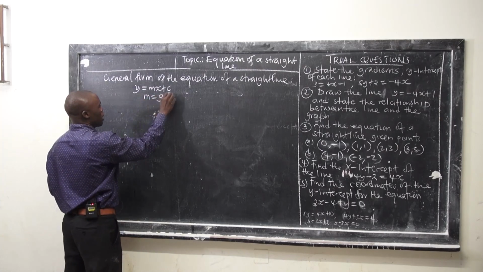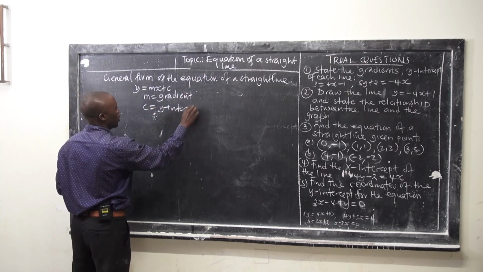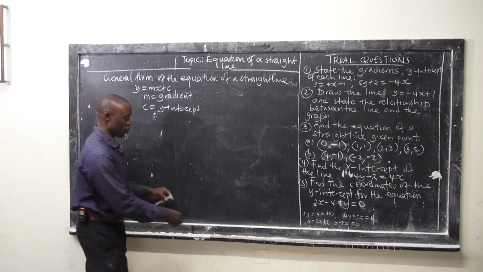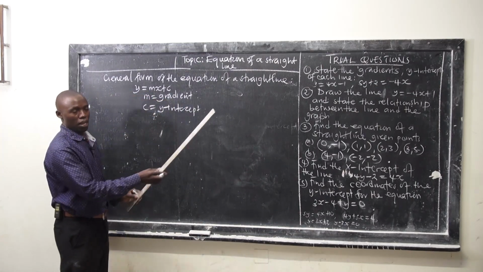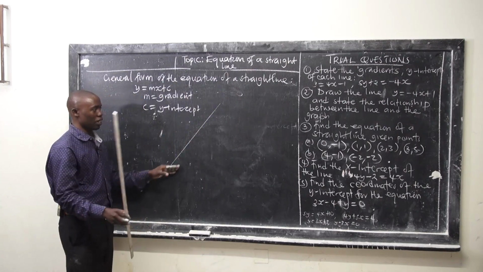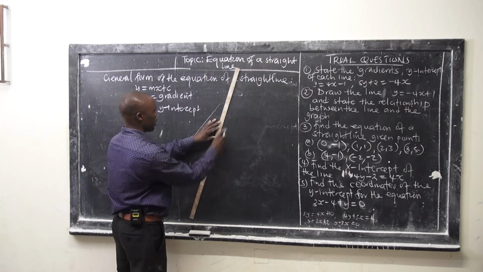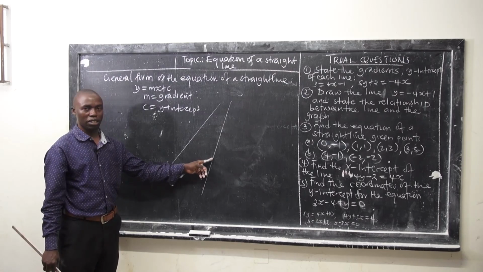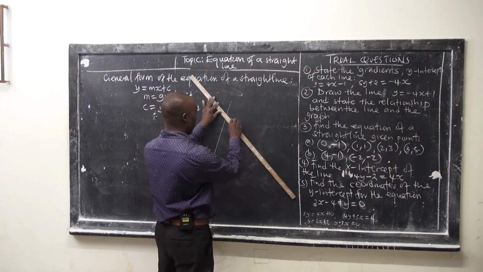m stands for gradient, c stands for the y-intercept. Now what is gradient? Gradient simply refers to the steepness of a line, or how we call it, the slope of the line. If you draw a line like this, then how it slopes is what we call the gradient. When it is much steeper, this line is steeper than this, so this line has a higher gradient than this one here. Now another line can face this way.